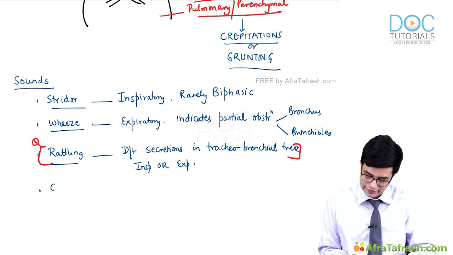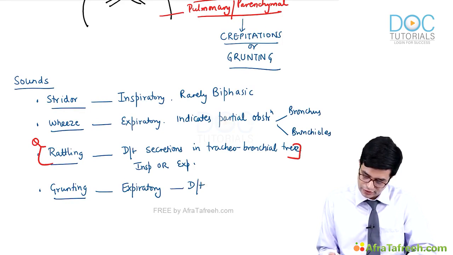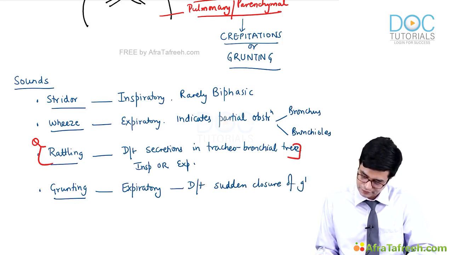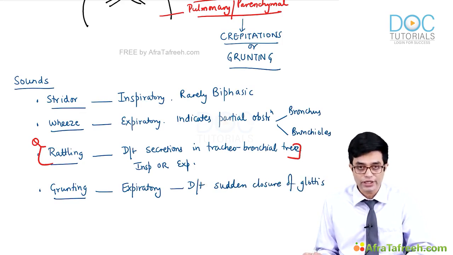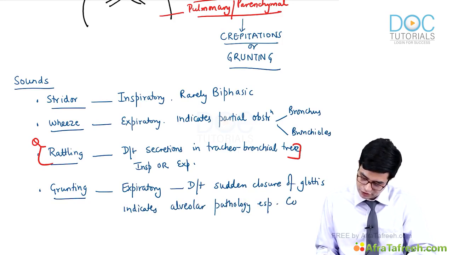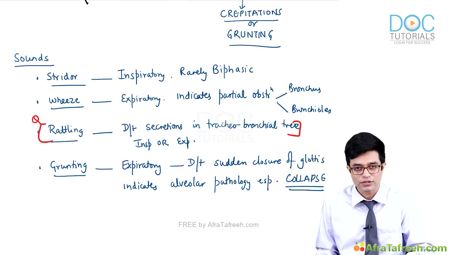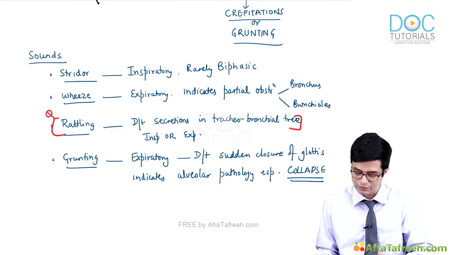The fourth thing is grunting. Grunting is again an expiratory sound produced due to sudden closure of the glottis. But the disease location is not in the glottis, it indicates alveolar pathology. So the alveoli are diseased, especially collapse or tendency to collapse. Remember that in patients who have hyaline membrane disease, there will be grunting in the newborns. Even ARDS patients will sometimes present with grunting.